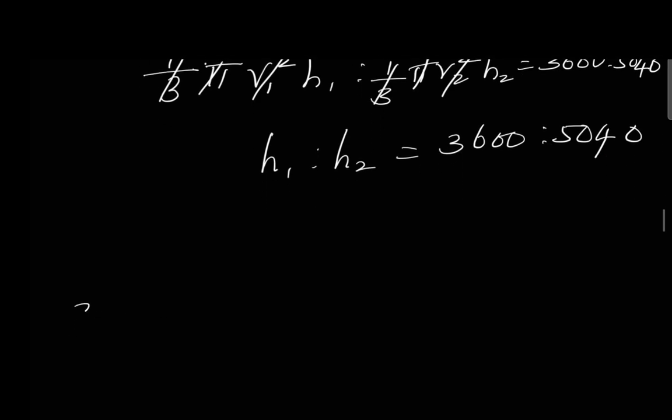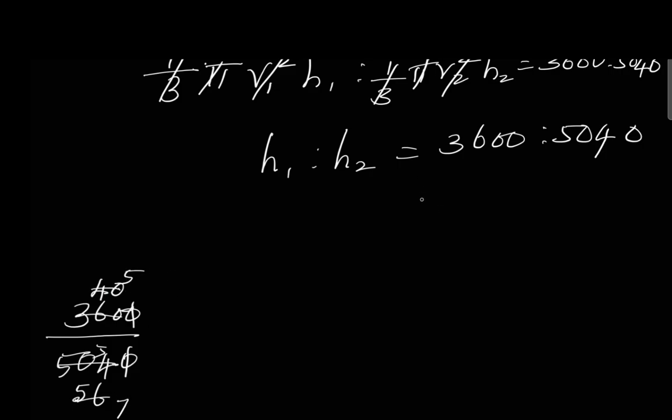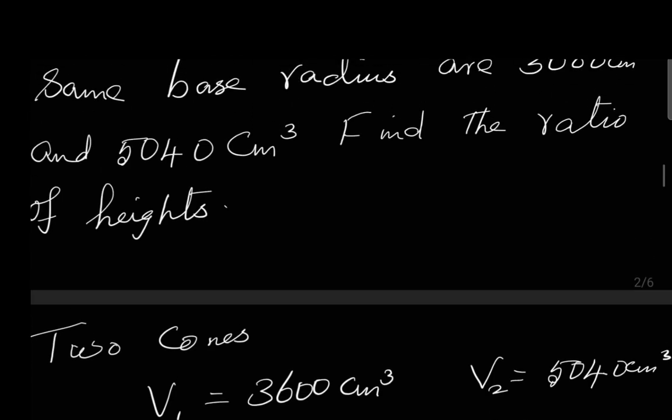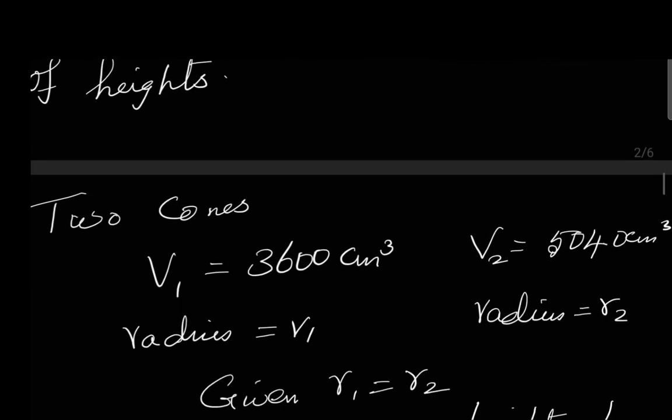Now you cancel the common factors. 3600 by 5040: 10 cancel. 9 goes here 4 times 40, and 9 goes here 5 times 45 carry over 5, 6 nines are 56. Then 8 goes here 5 times, here 7 times. So you are getting 5 is to 7. H1 is to H2 is equal to 5 is to 7. That is the answer, the ratio of heights.